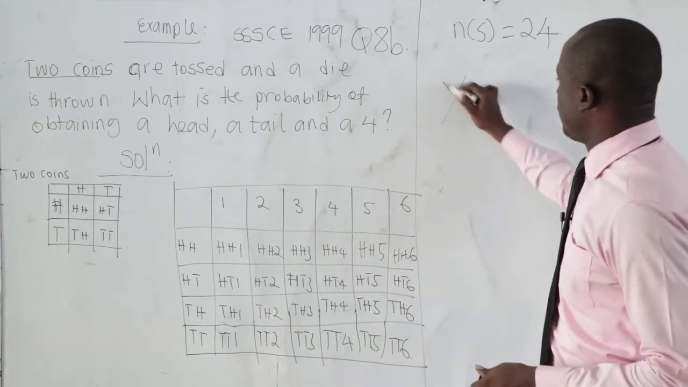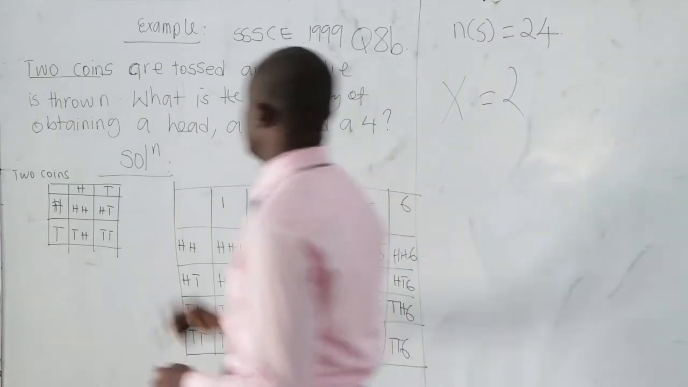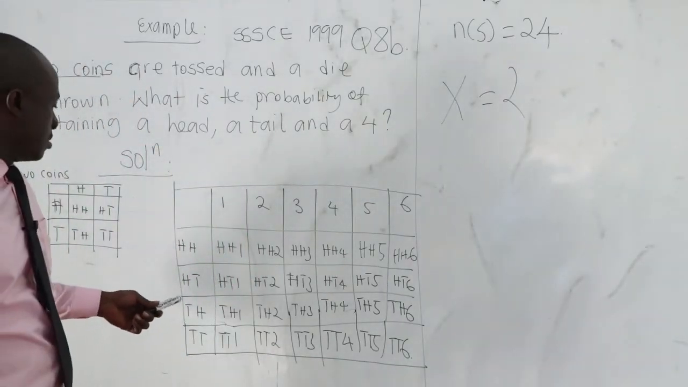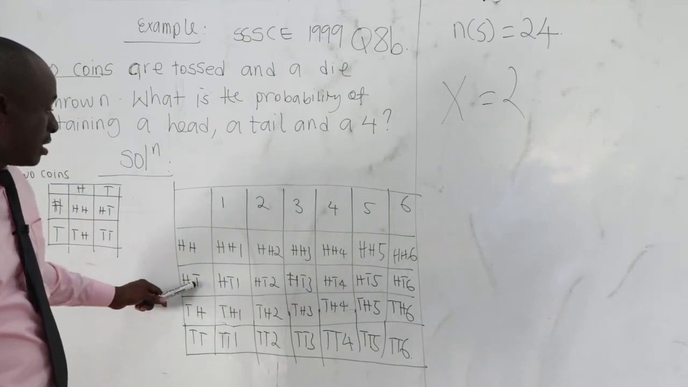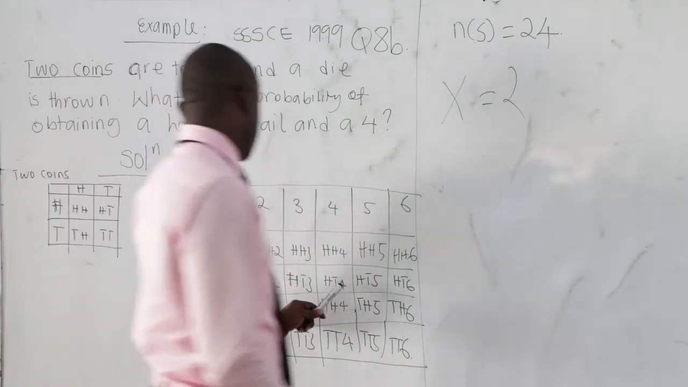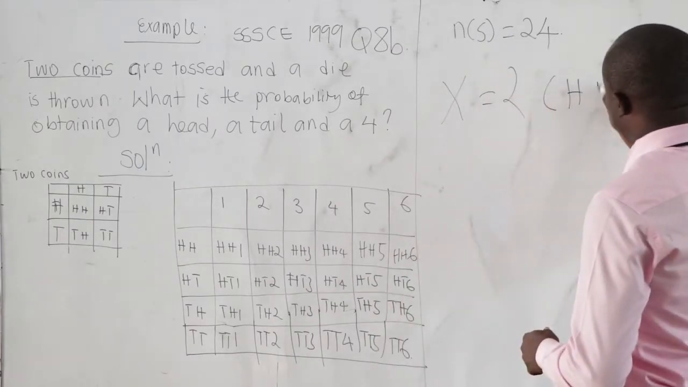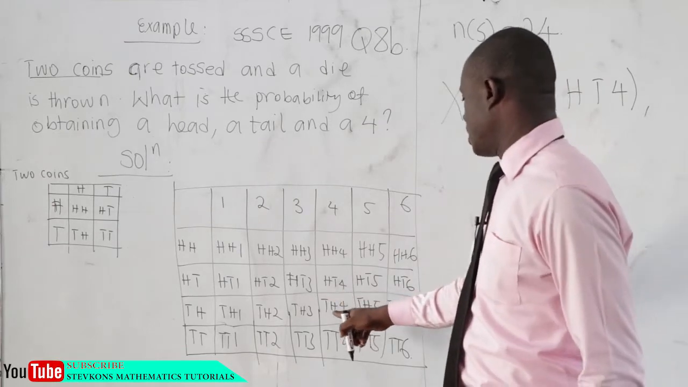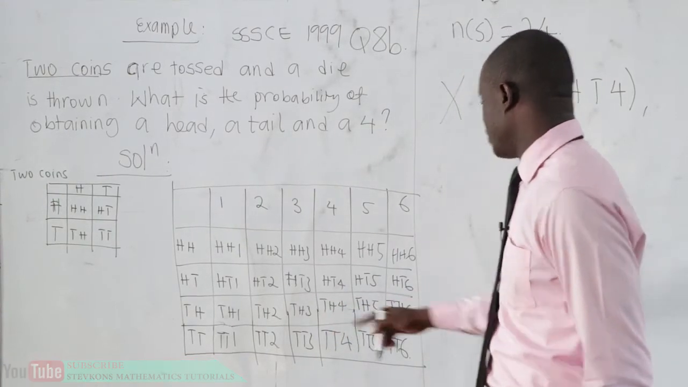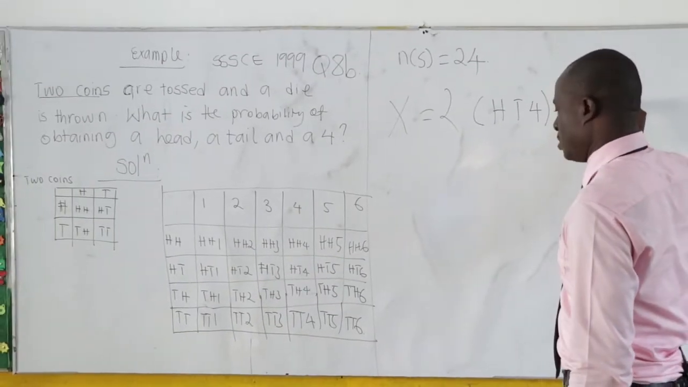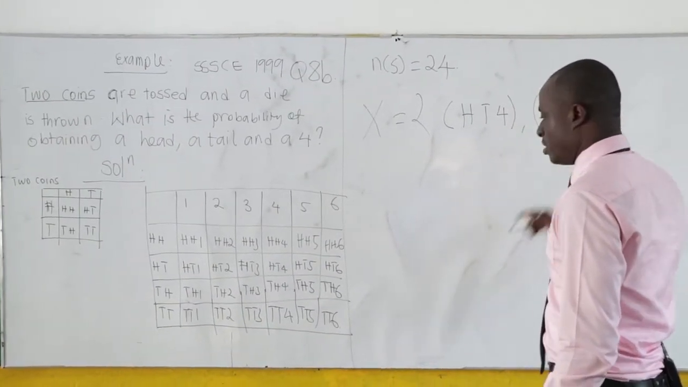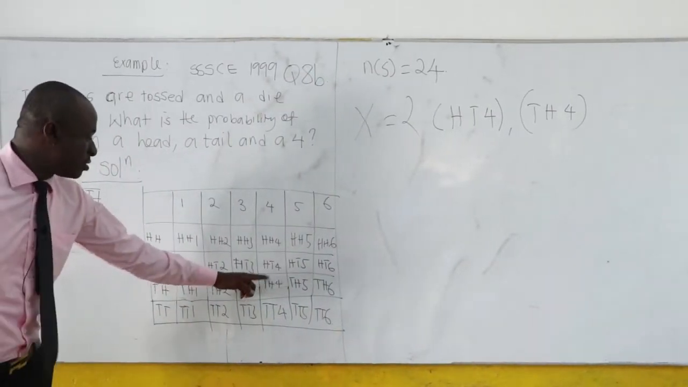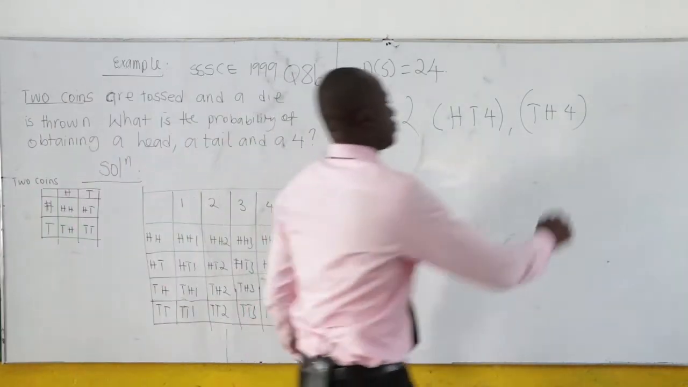So for that particular event, let's come out with that particular event: a head, a tail, and a fall. We have one here. Another one: tail, head, fall. Do you have any other one? It is only these two.